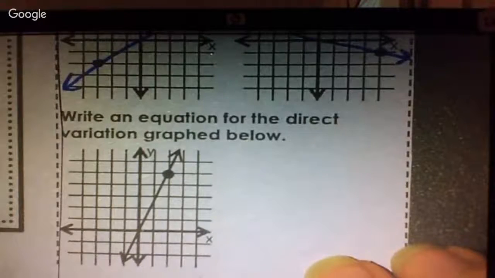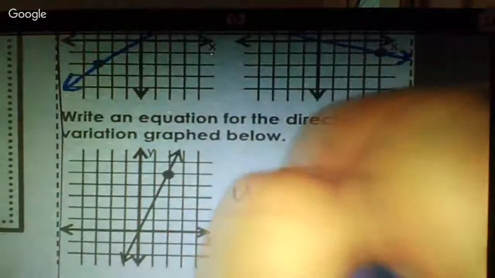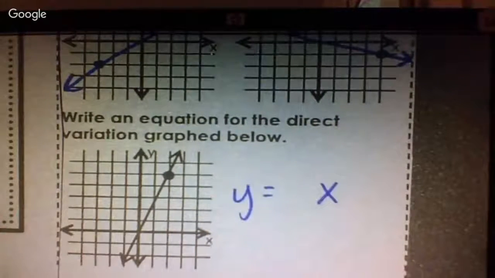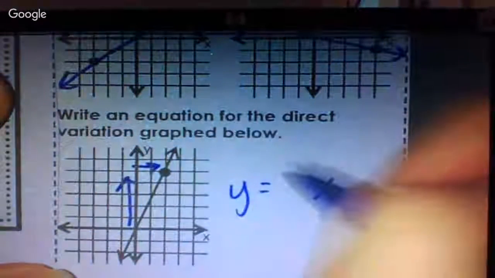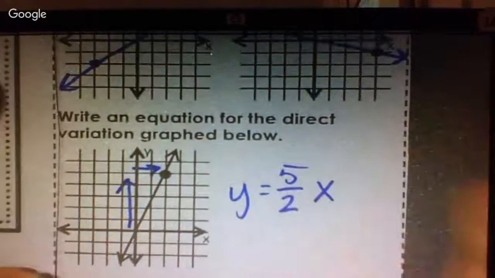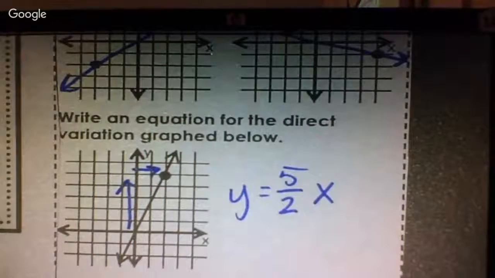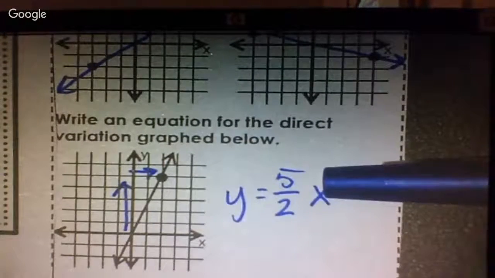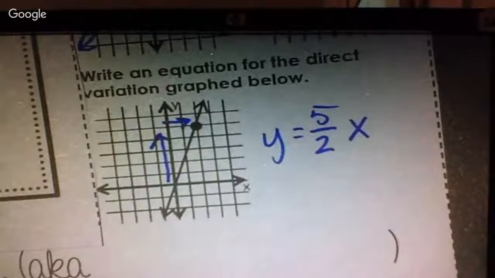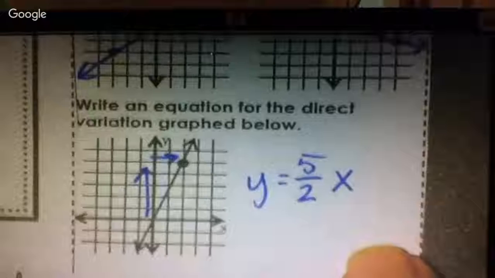Write an equation for the direct variation graph below. So it's going to be y equals something x. I need to first find my slope. My slope goes up 5 and over 2. So 5 over 2. So could you make it y equals 5/2 x? Can you make it that? Yes. That would be the same equation. Yeah, that's what I did.